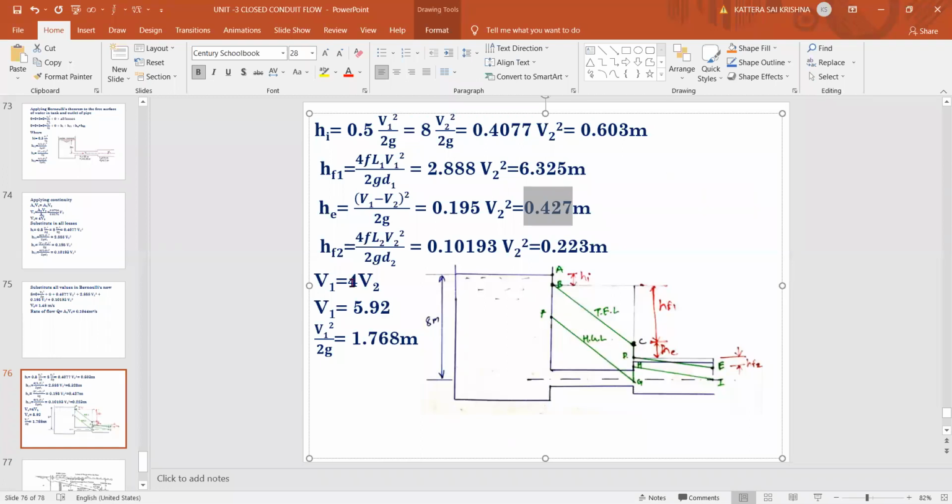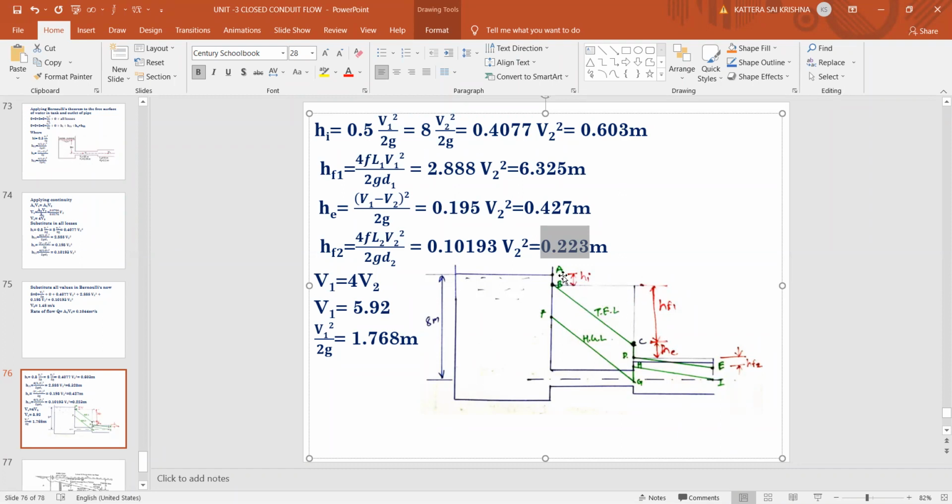Next, again from D point, in this section there is again a loss of head because of friction. That friction loss is 0.223 meter. From D point, first draw a horizontal line, and from there vertically down, you take this 0.223. Then you can connect D to E. The line joining A, B, C, D, and E is called the total energy line.